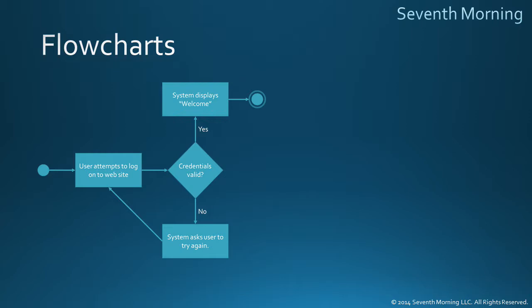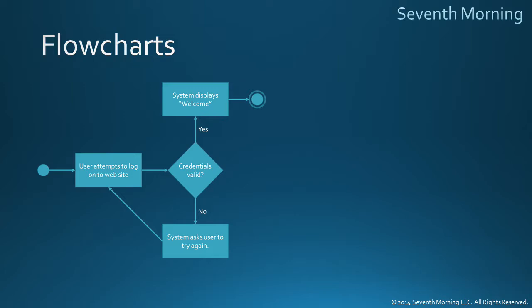So if the user's credentials are valid, there's a connector going up to one step in the process where the system welcomes the user. And if the credentials are not valid, there's a connector going down to this step where the system tells the user to try again. So that's what we were talking about when we say that when the connector is leaving a diamond shape, it depends on some kind of condition, and that's why we have to label the connectors that leave the diamond shape.